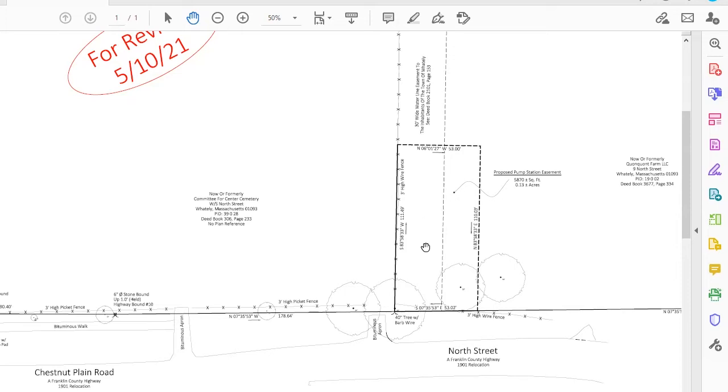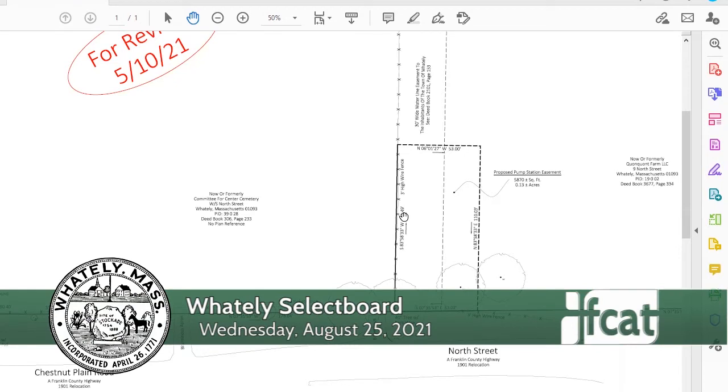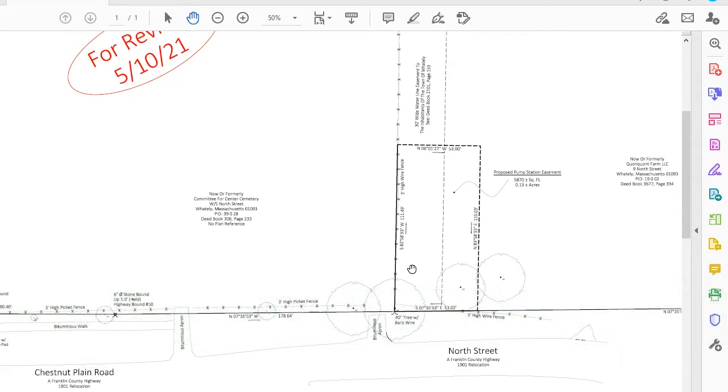And then the pumping station will be constructed in here. There's a lot of existing vegetation along the road here that's going to shield it. We really won't see it from the road. And there's also vegetation here that will block it from Quanquant. The pumping station will be built here, and then it'll connect into the water main that runs through here, and it will feed into the existing water district system.